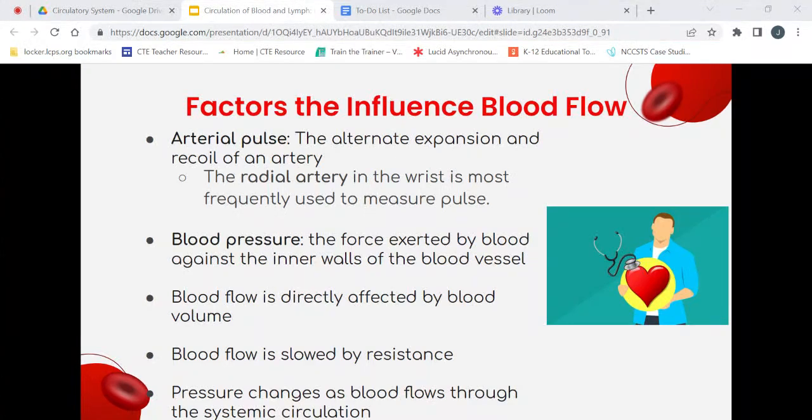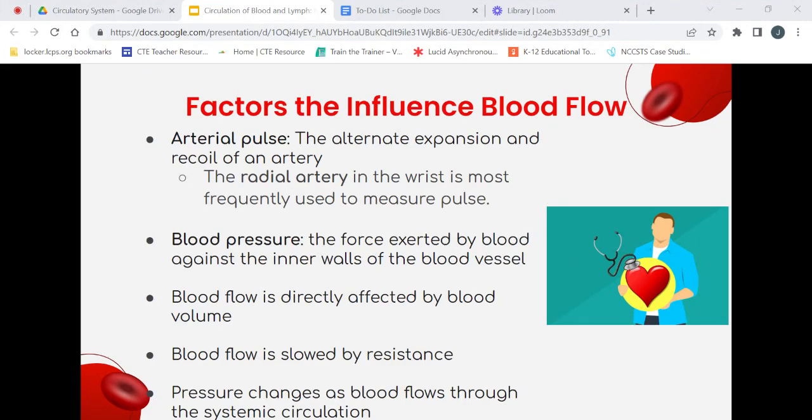Blood flow is directly affected by blood volume. The normal volume of blood in the body is about 5 liters. If blood volume is reduced by hemorrhage or chronic bleeding, the blood pressure drops. In contrast, an increase in blood volume causes an increase in blood pressure.